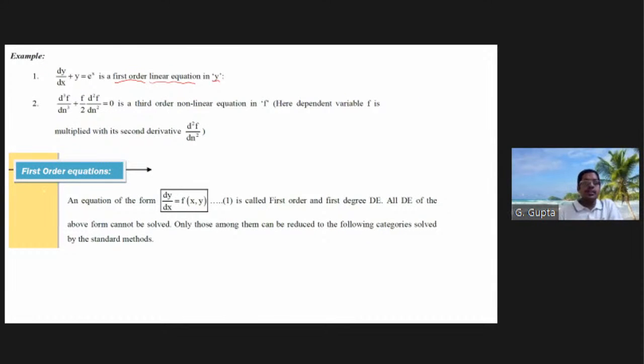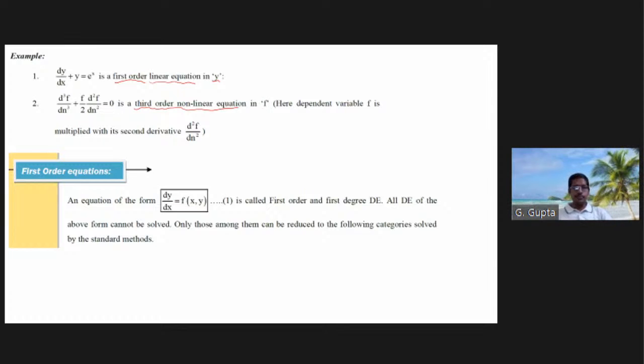Now coming to the second example, a third order derivative is there, and a second order derivative is there. The numerator f is taken as the dependent variable, the denominator n is taken as the independent variable. The third derivative has power 1, the second derivative has power 1, and the dependent variable f has power 1. So all these have degree 1. But the dependent variable f is multiplying its second derivative. The highest derivative is 3, so it is a third order non-linear equation in f. The previous one is a first order linear equation.